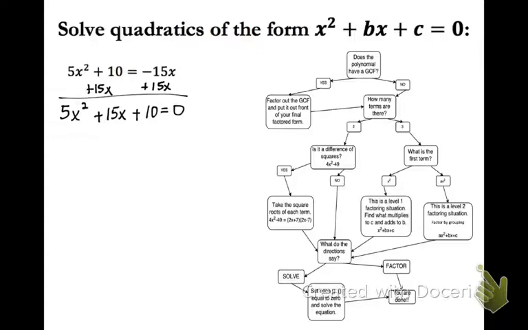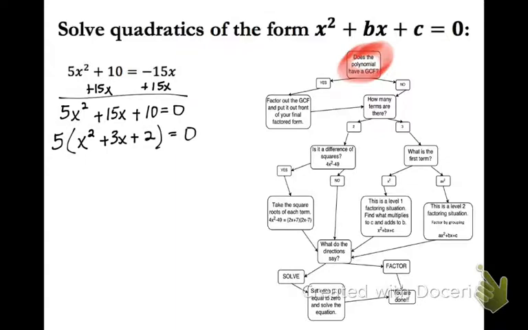Okay, let's check out our factoring flowchart. First of all, does the polynomial have a GCF? Well, I see 5, 15, and 10, so it does have a GCF this time. I'm going to pull out my common factor of 5. So divide each of these terms by 5. We get x squared plus 3x plus 2.